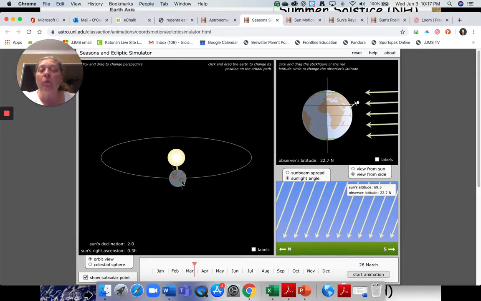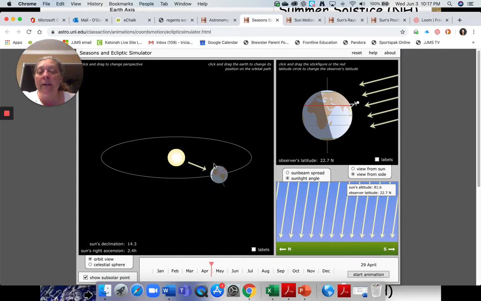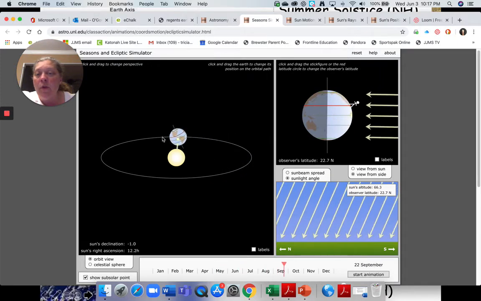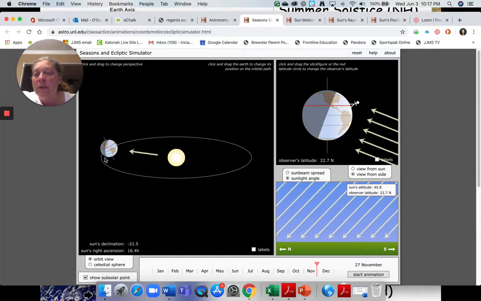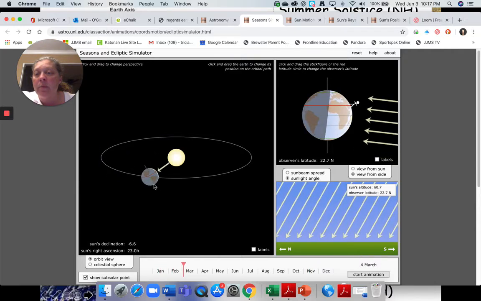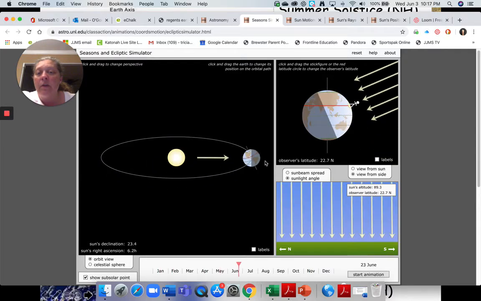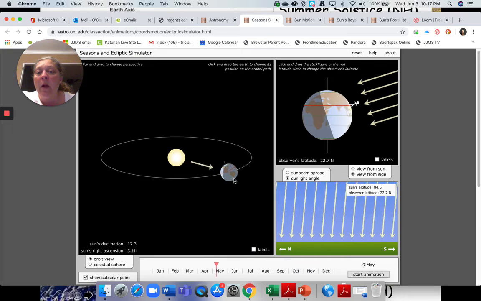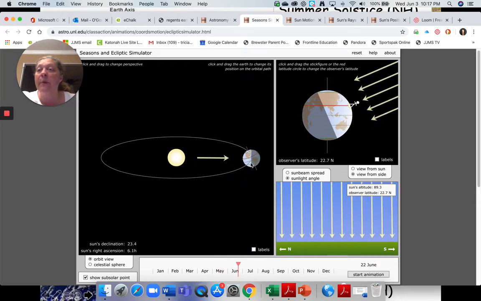So I want you to take a look at the North Pole and the South Pole. Just keep your eye on that North Pole. As the Earth revolves around the sun, note that the North Pole is always pointing to the same place in space. If you take a look at this axis, as the Earth revolves around the sun, the axis is always parallel to itself. That is called the parallelism of Earth's axis. And the North Pole always points to Polaris.